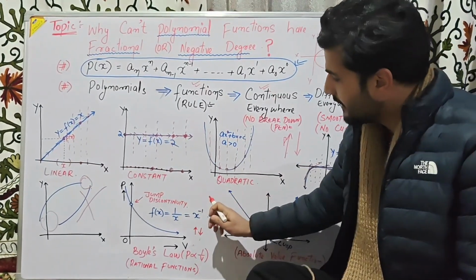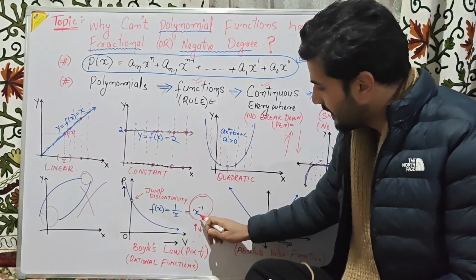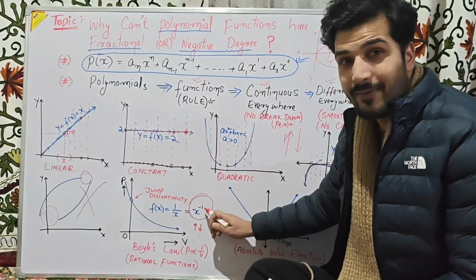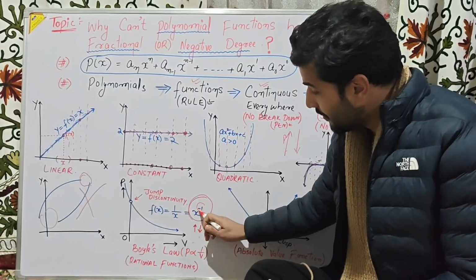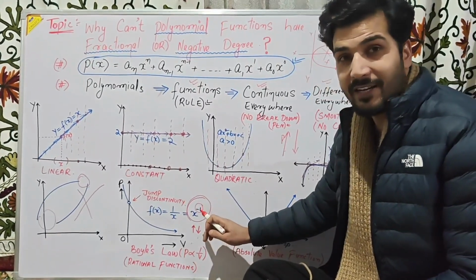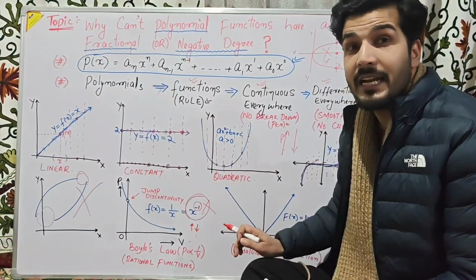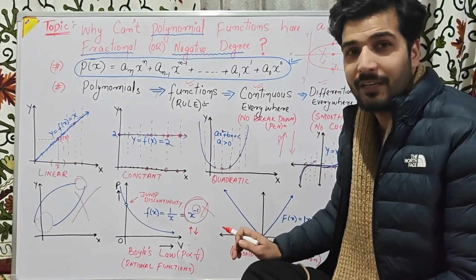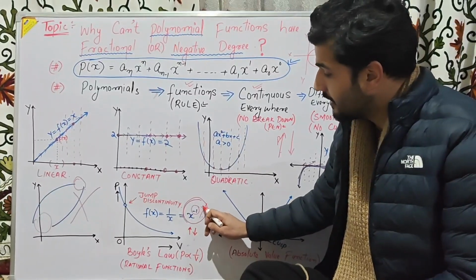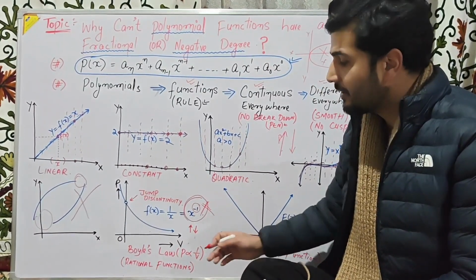And from here, it can also be clearly seen that it is x raised to the power minus 1. Here, the exponent of x is minus 1. It means that, as far as the definition of polynomials is concerned, it can't be a polynomial function, right? We can call it a rational function.